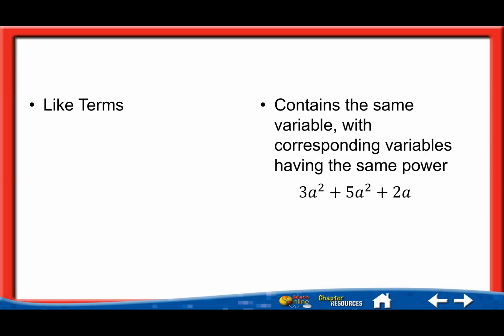Okay, like terms. These contain the same variable with corresponding variables having the same power. So in this case here, 3a squared and 5a squared, the a squared and the a squared are like terms because they have the same corresponding variables. So I can add those together, these like terms. I could make that 8a squared plus 2a. Those are unlike terms, that means I can't add them together.